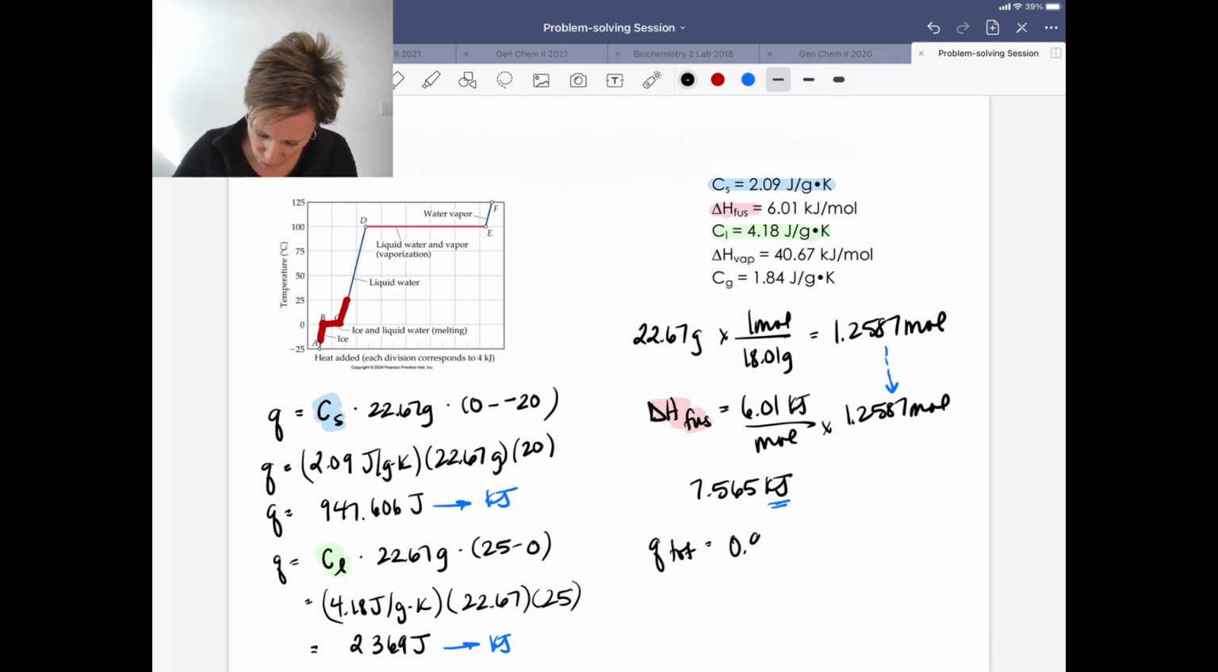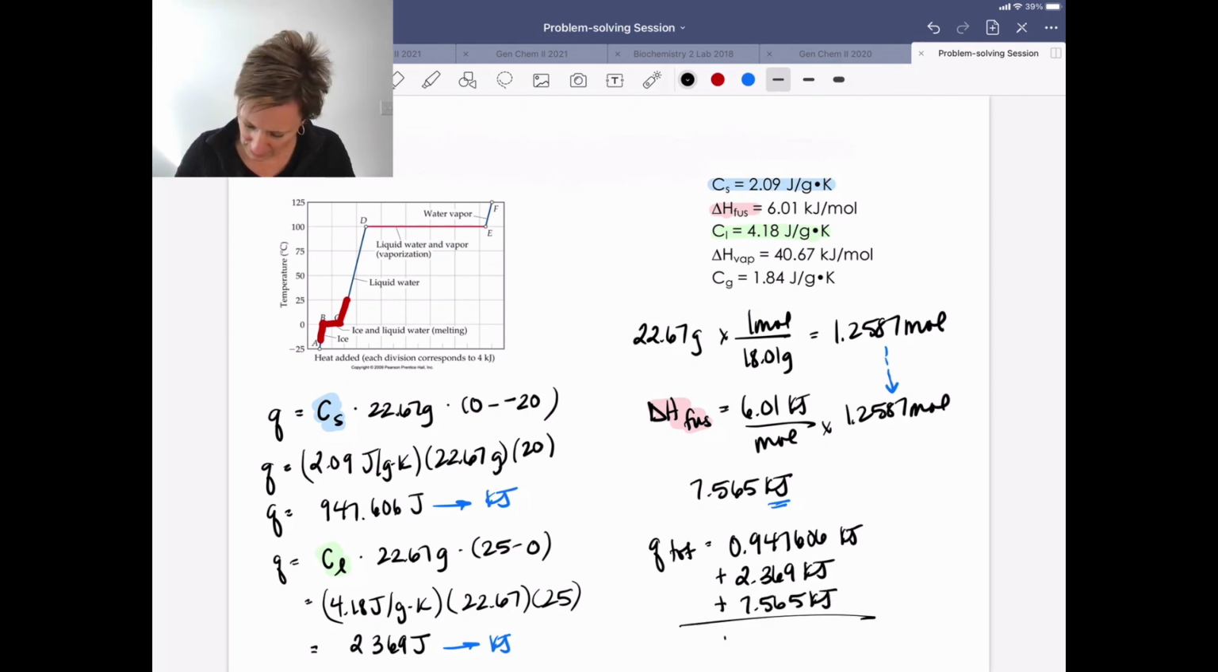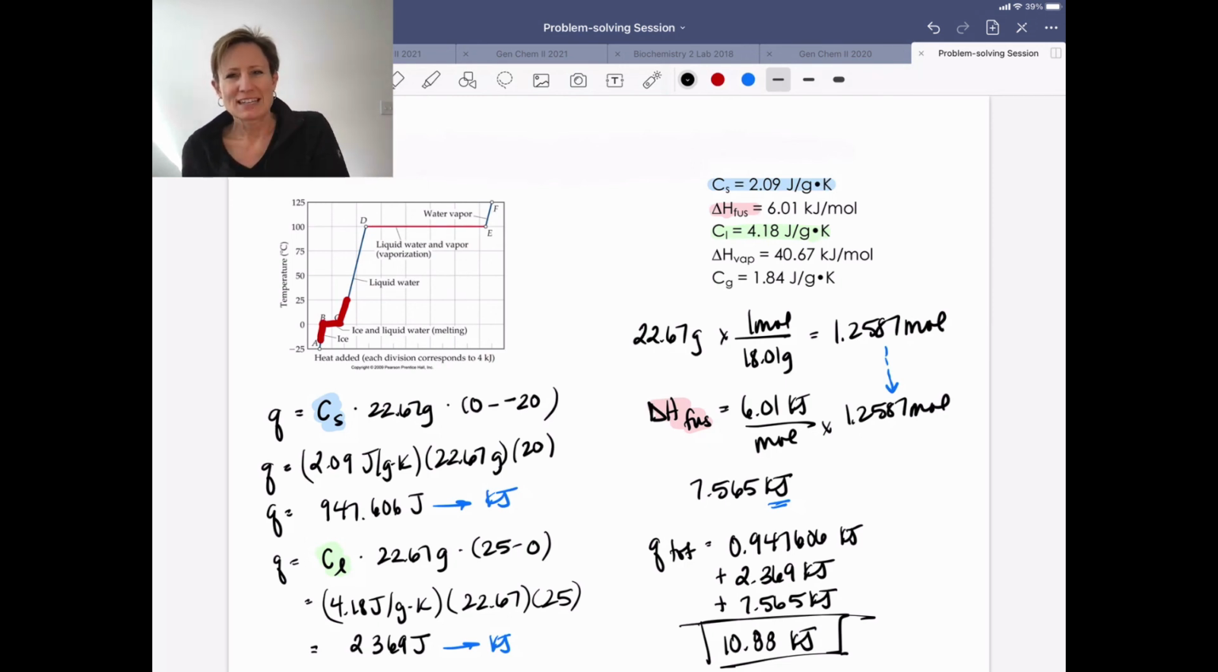So I'm going to have 0.947606 kilojoules plus 2.369 kilojoules plus 7.565 kilojoules. Add all of those up and you get 10.88 kilojoules of heat required to take that ice cube out of your freezer and convert it into a liquid puddle on your benchtop.